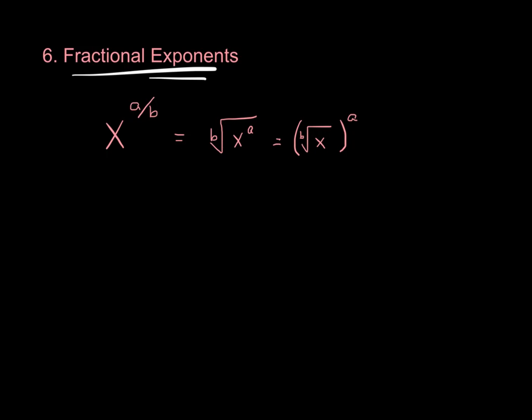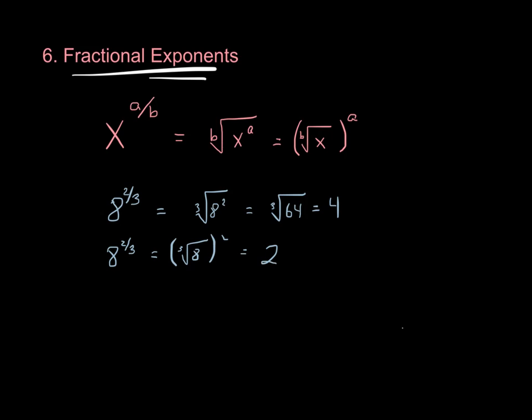And to give you an example, let's say 8 to the 2/3. So that can be written as the cube root of 8 squared. So that's the cube root of 64, which is just 4. Or we can think of this as the cube root of 8 and then square it. The cube root of 8 is 2, and 2 squared is equal to 4.